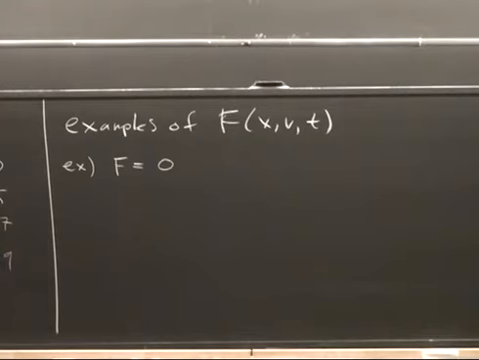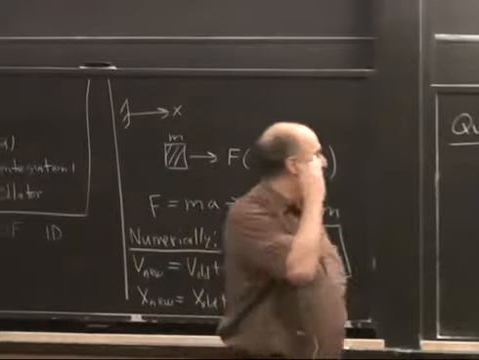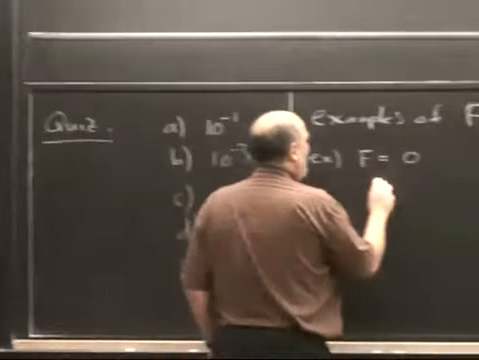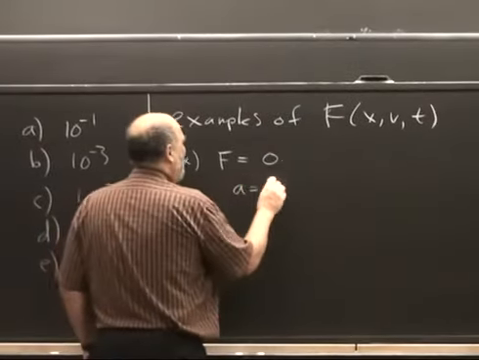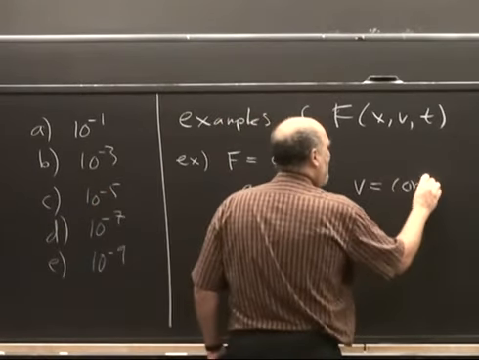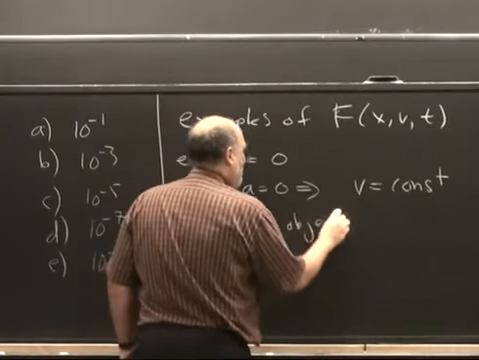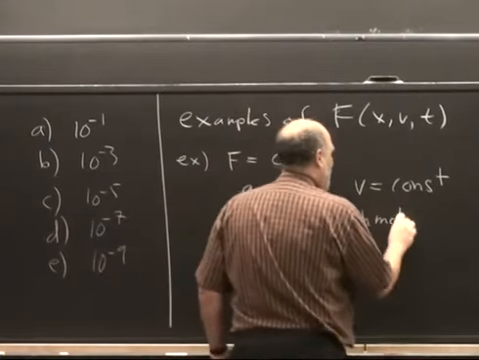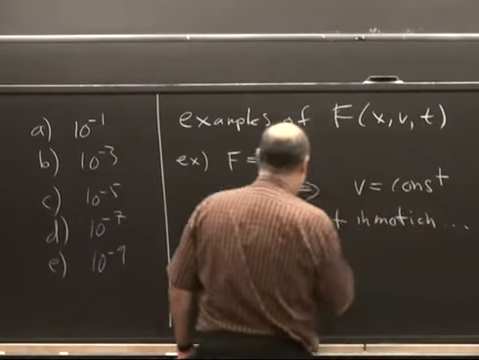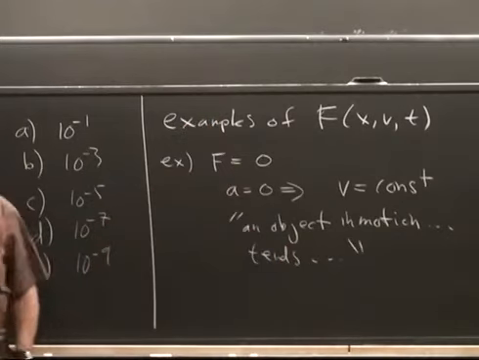And the law is: an object in motion tends to stay in motion unless acted upon by a force. So here it is not acted upon by a force. That's all that law is about, that special case. And this tells us that the acceleration is equal to 0, which tells us then that the velocity is equal to a constant. And that's an object in motion tends to stay in motion. So that's the famous example, F equals 0.